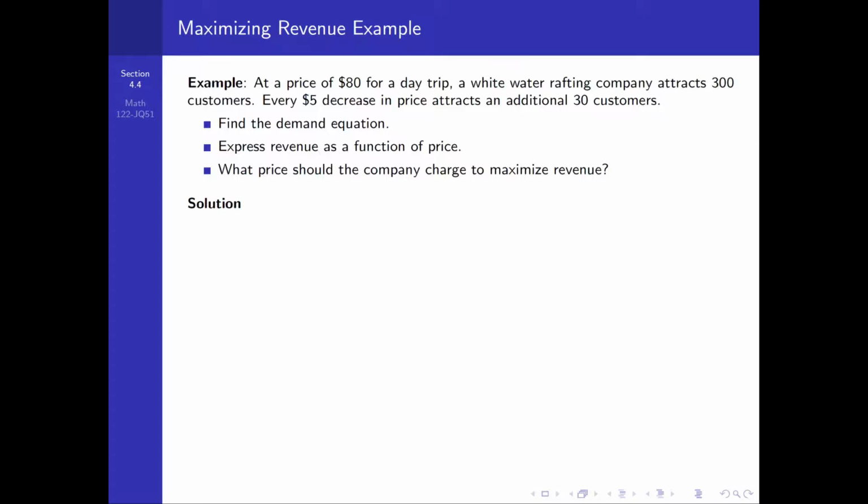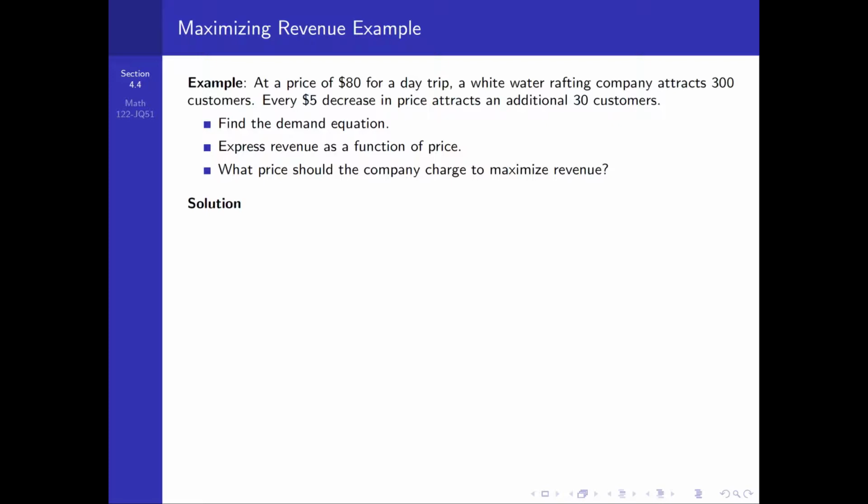Okay, and here's the last example. This example is a little bit different because in this example, the company that we're looking at doesn't actually have any cost. They only have revenue, and so if you want to maximize profit, it's really equivalent to just maximizing revenue. So we're going to look at how to maximize revenue, but this isn't some kind of revolutionary new idea.